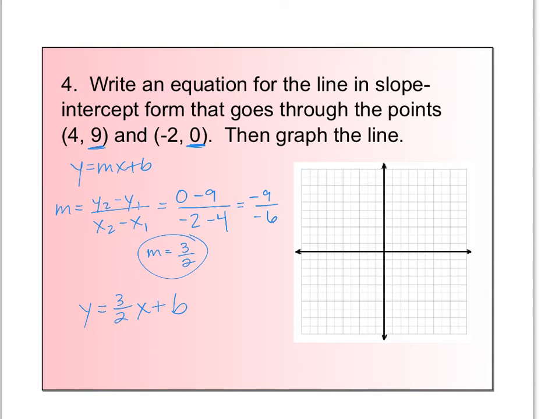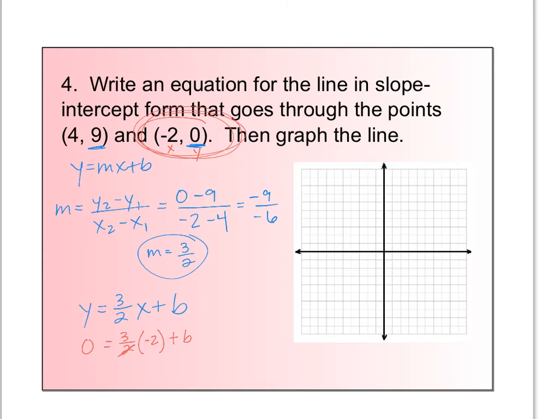So what we do is we pick either of the 2 points. It doesn't matter which one. I'm going to pick this one, the -2, 0, because it's got smaller numbers. And remember, this is an x, this is a y, so we can plug those into our equation. So the y is 0, so I go 0 equals 3 over 2. The x is -2, and then I have plus b, and I'm trying to figure out what b is.